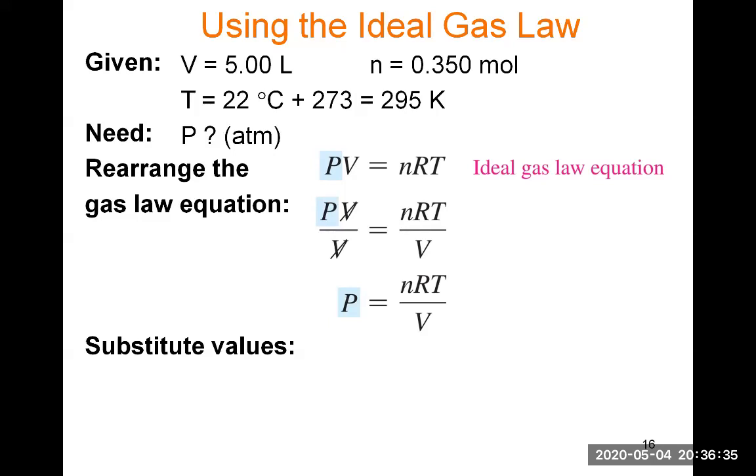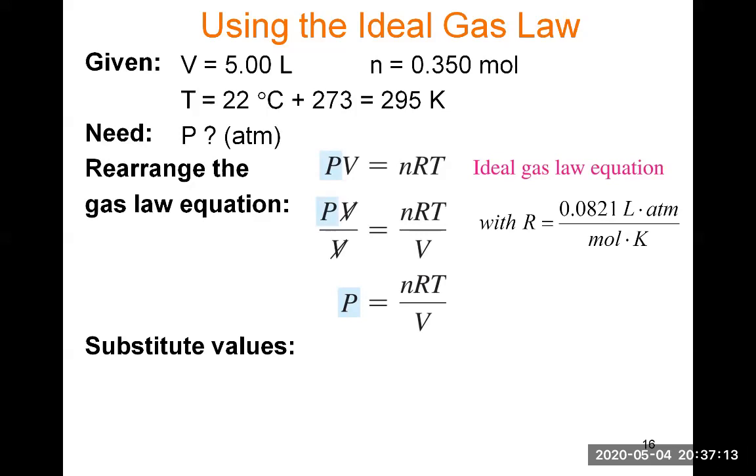All our variables are ready to be plugged into the formula because temperature is in Kelvin, number of moles is in moles, and the volume is in liters. The question is asking for the pressure in atmospheres, so that means you want to use the R value that has atmospheres in its units. So we will use the R value that is 0.0821 liters times atmospheres per mole per Kelvin.